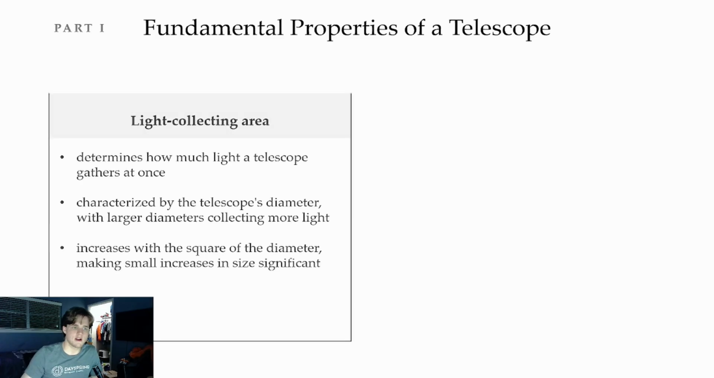First is the light collecting area, and this is how much light the telescope can gather at once. It's determined by the diameter of the telescope. When you square the diameter, you get the light collecting area. And what this also means is any kind of incremental increase in the diameter will lead to a much greater amount of light coming into the telescope.